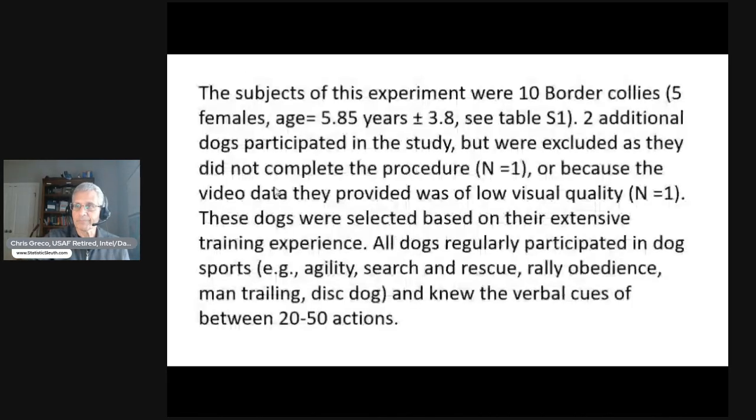Experiment 2. The subjects of this experiment were 10 border collies. Okay, so let's take a look at this. 10 border collies. Okay, they're all the same breed. They're all the same dog breed, folks. And I think that's important. So let's just take a look.